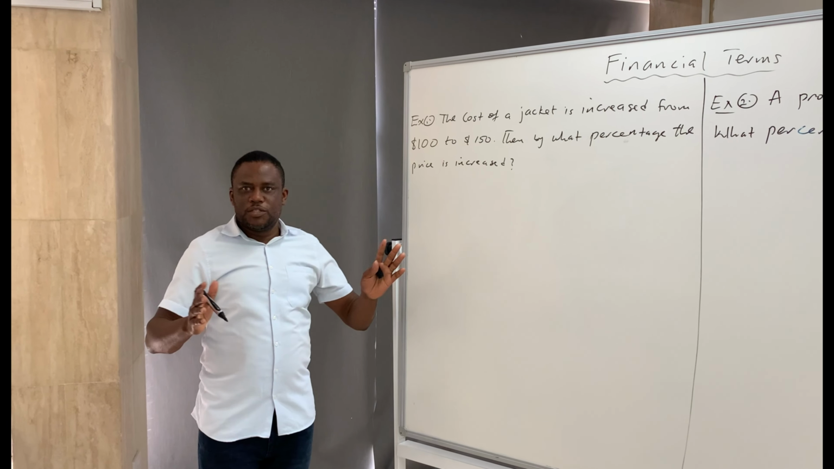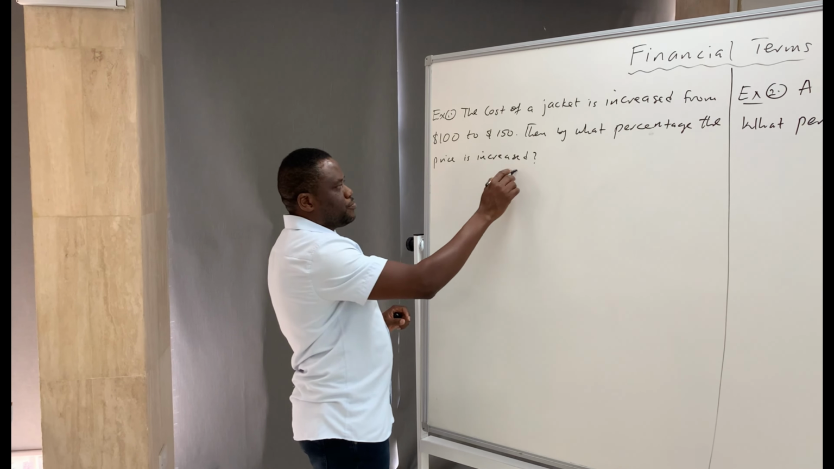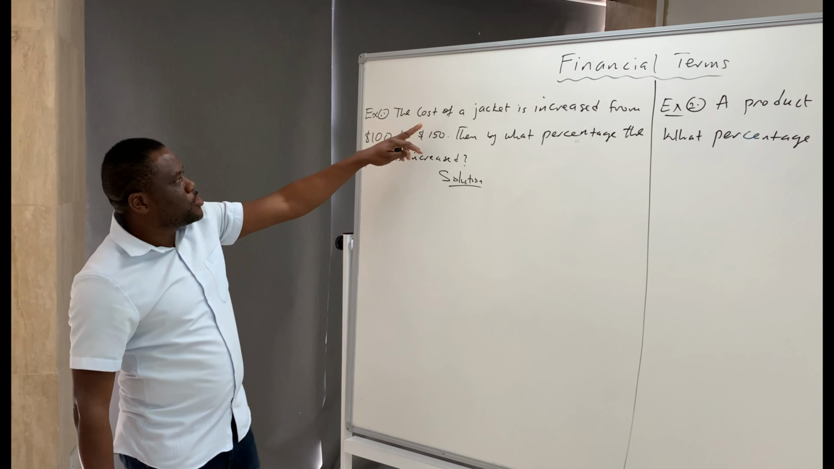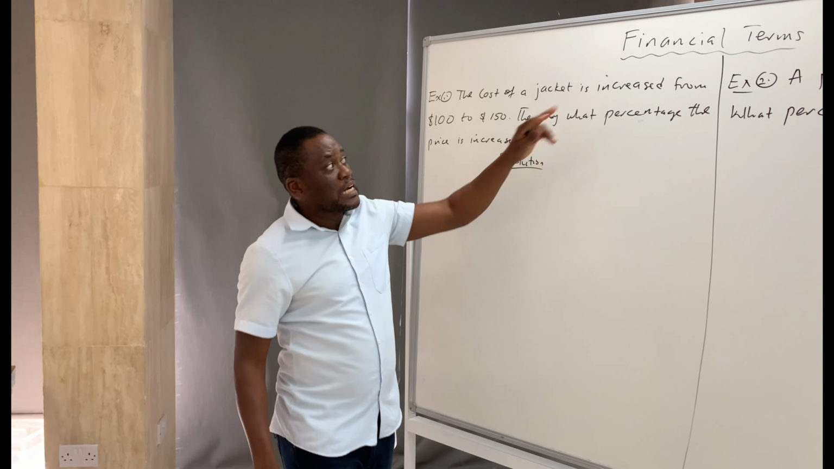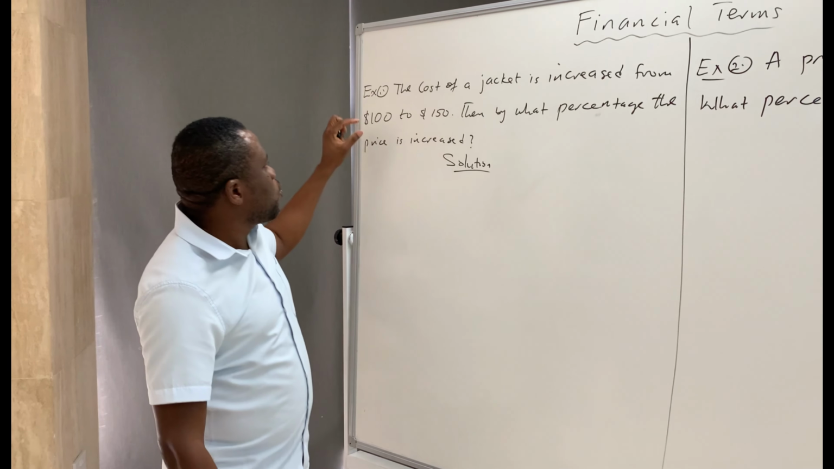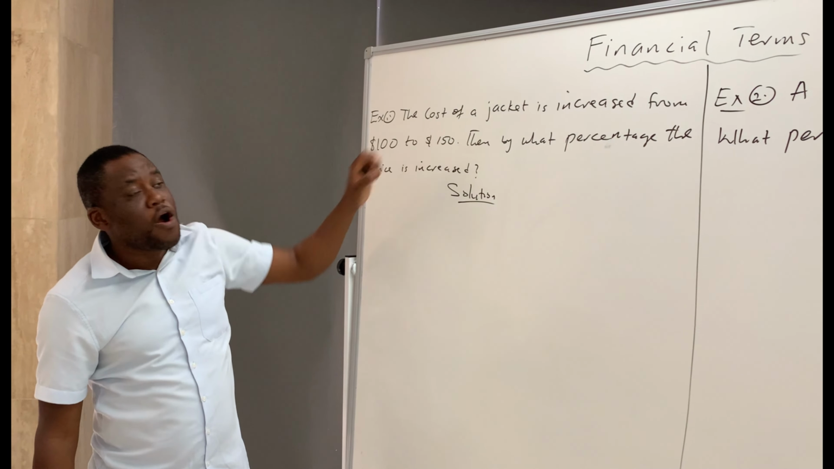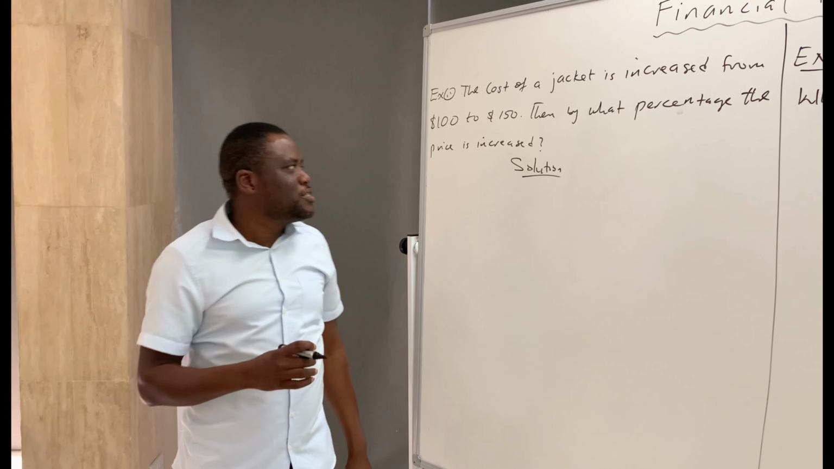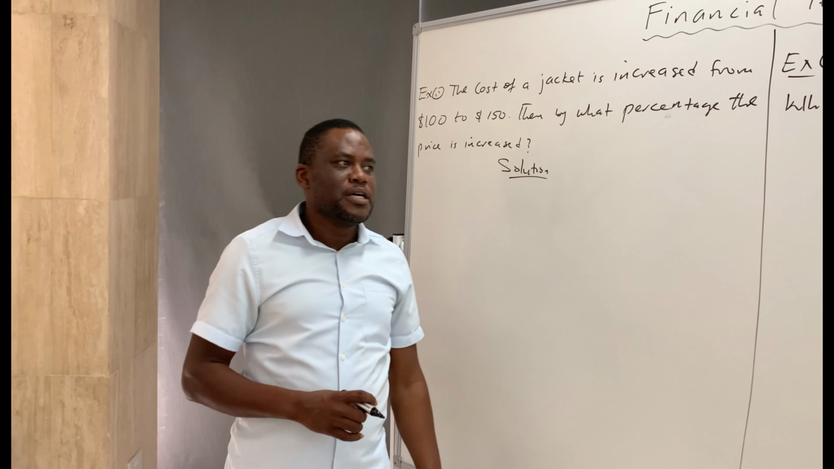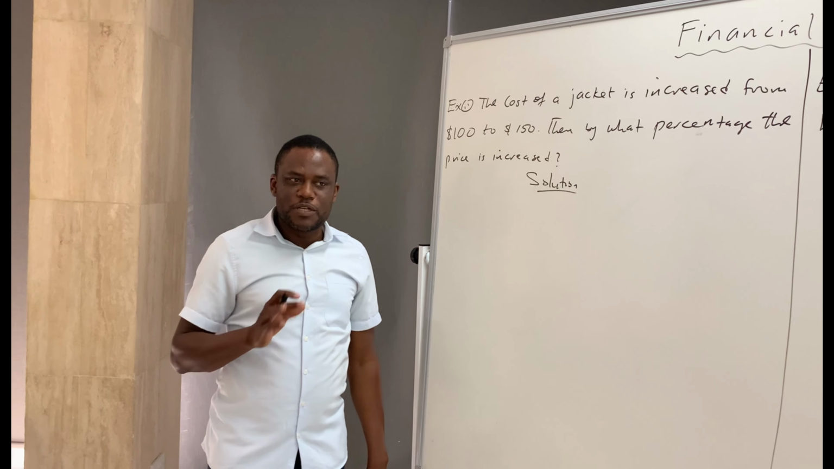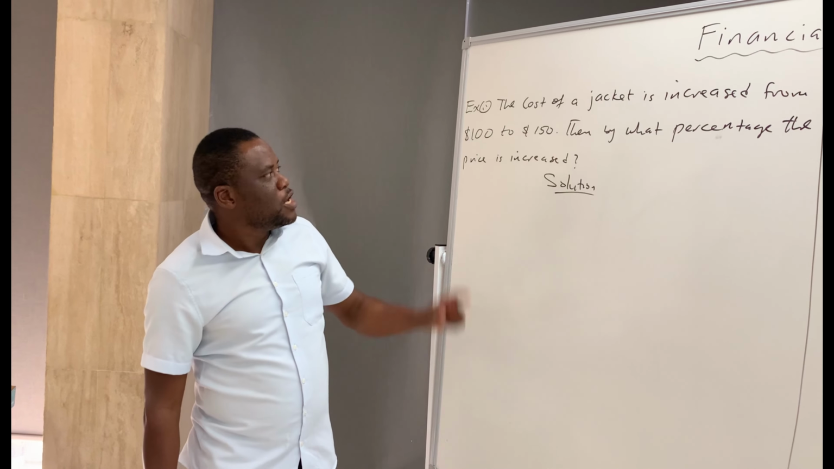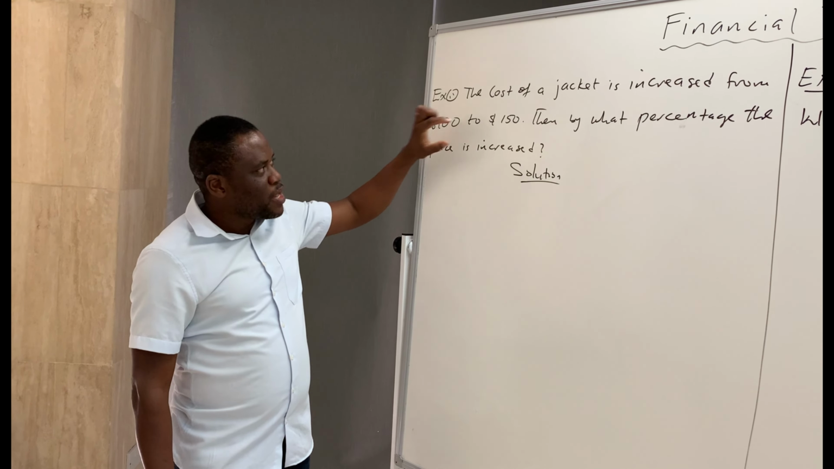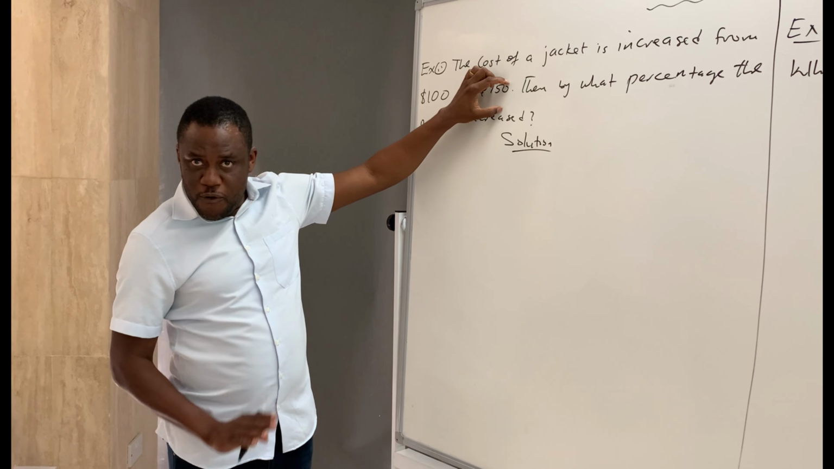Now let's look at these two examples. The first example says the cost of a jacket is increased from $100 to $150. This happens every day, right? Then, what is the percentage of the price increase? So this is the original value, and this is the new value.